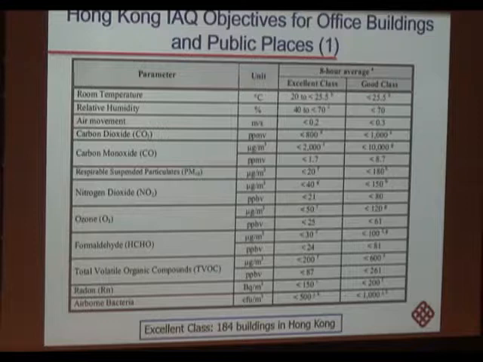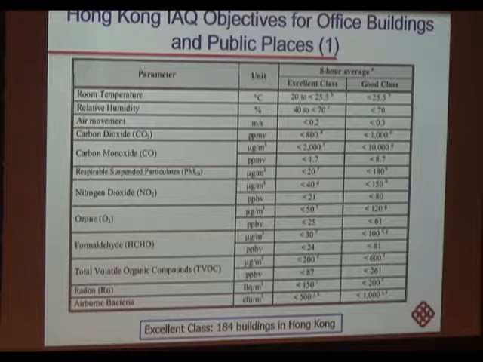This is the table that I show you. For Hong Kong IAQ, we have the IAQ objective, IAQ guideline. It's not compulsory, but it's a suggested guideline. So you can see, for example, for NO2 at the excellent level, the 8-hour average is 40. Formaldehyde is 30 microgram per cubic meter. So this is the top pollutant to meet, you know, 30. Even PM10, 20. This 20 is not easy to meet.